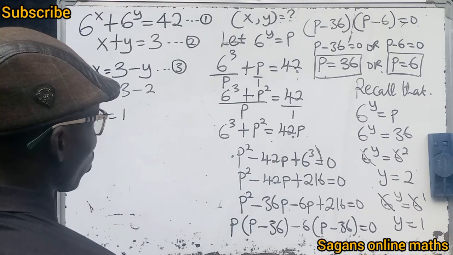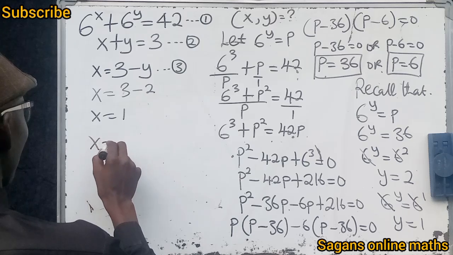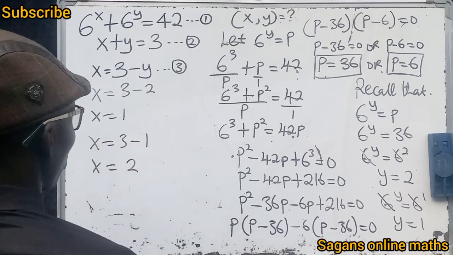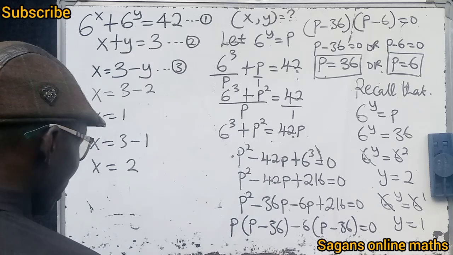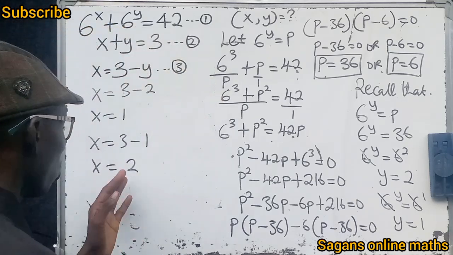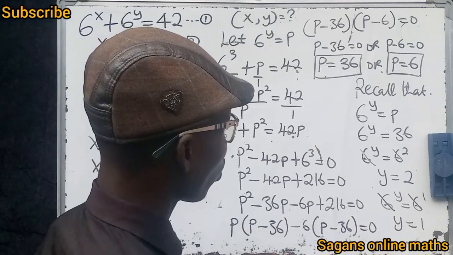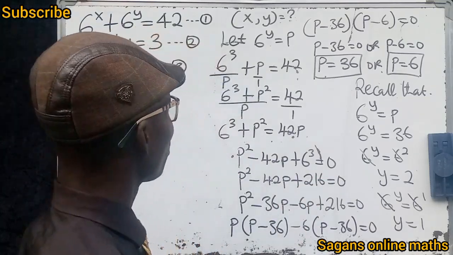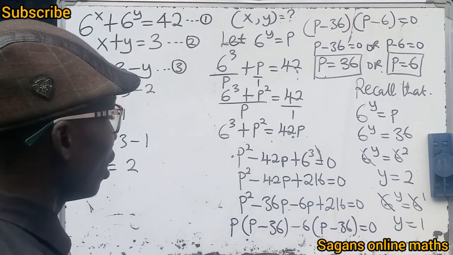Now let's see when y is equal to 1. That means x will be equal to 3 minus 1. Our x will be equal to 2. Wow, this is beautiful. That means x is equal to 1 and again x is equal to 2, and y is equal to 2, or y is equal to 1. And this is a beautiful solution to this particular problem.